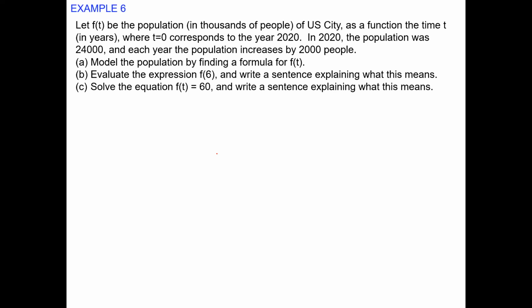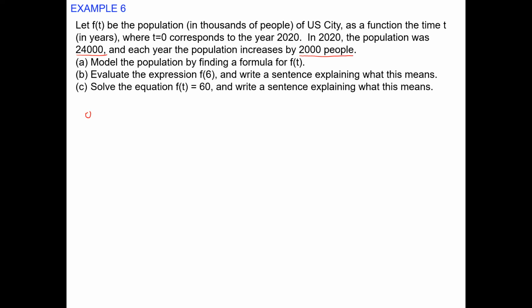Okay, if f of t is the population in thousands of people of a US city, as a function of time t in years, where t equals 0 corresponds to 2020. In 2020, the population was 24,000, and each year the population increases by 2,000 people. I see we have a slope, and we have a y-intercept. That's actually done.